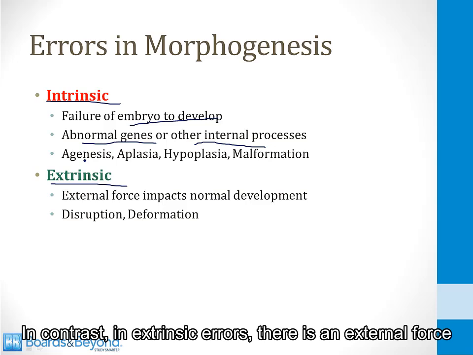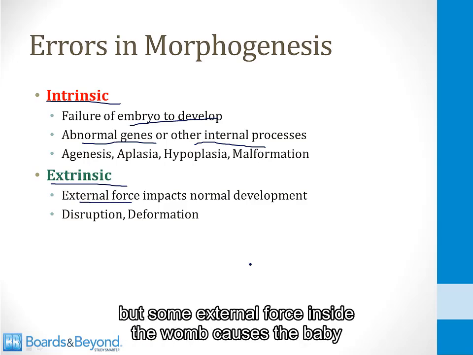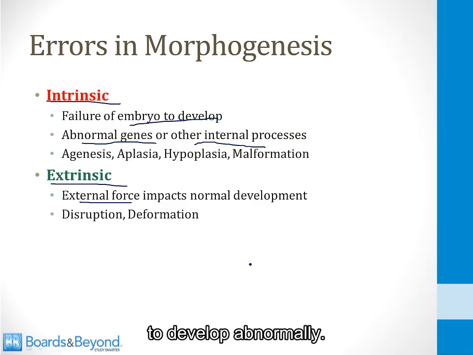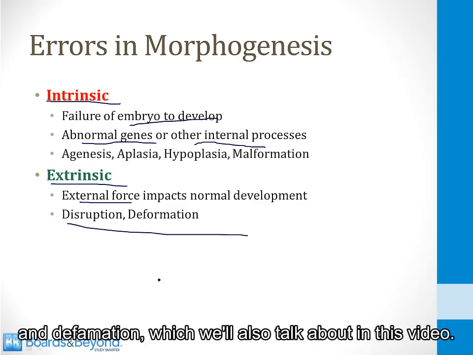In contrast, in extrinsic errors, there is an external force that impacts normal development. So the embryo is developing normally, but some external force inside the womb causes the baby to develop abnormally, and examples of extrinsic errors are disruption and deformation, which we'll also talk about in this video.